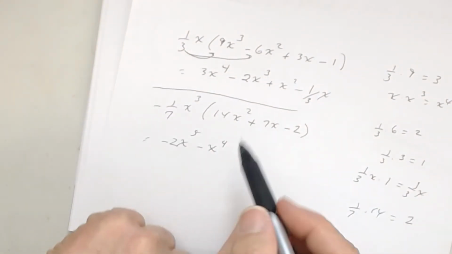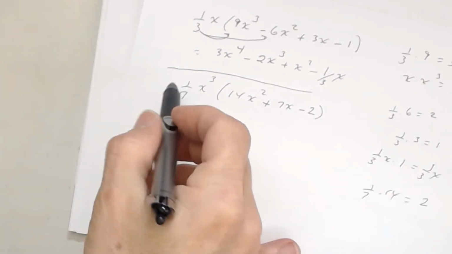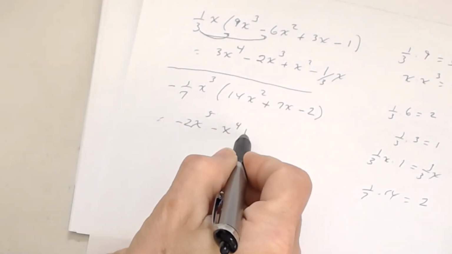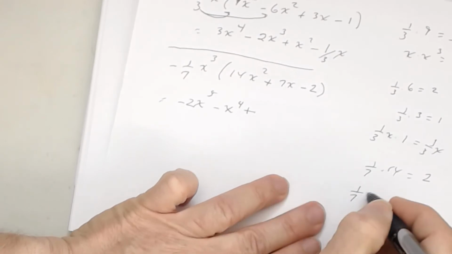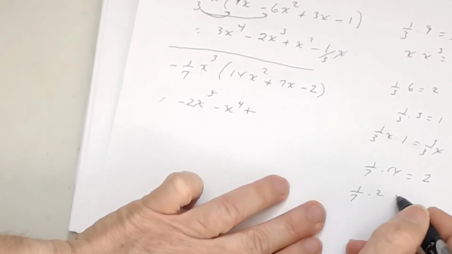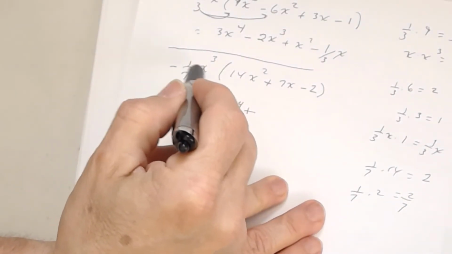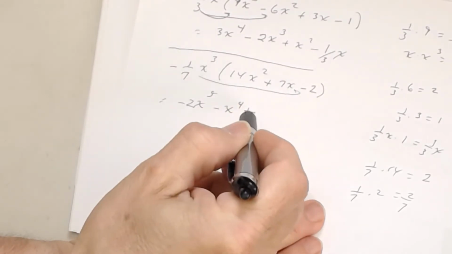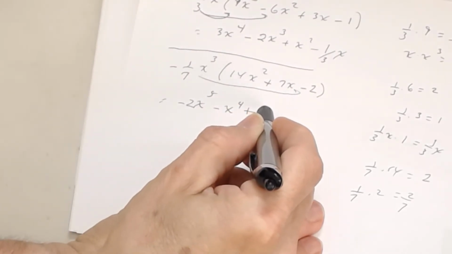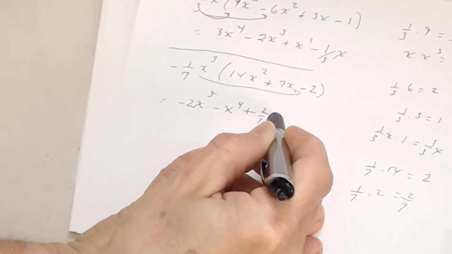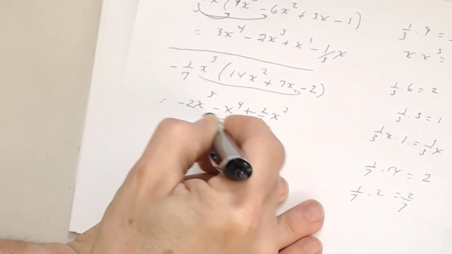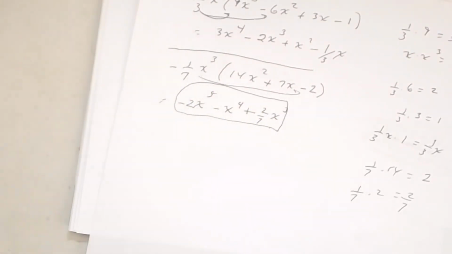All right. Now, over here, you have, well, first of all, a negative times a negative is a positive. So what's 1/7 times 2? 2/7. Good. So now I'm going to ask you, what's a negative 1/7 x cubed times a negative 2? A positive what? 2/7 x to the third. Okay? And so that's all that is. All right. So that's 10 points. All right, 10 points. Okay?